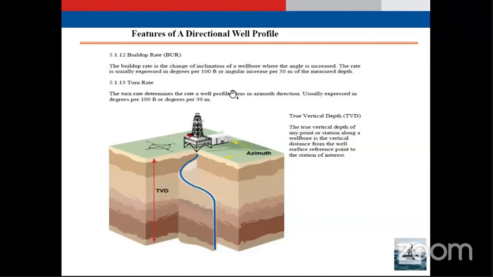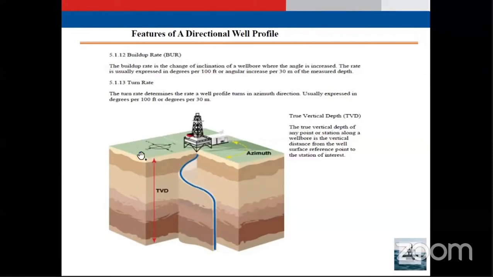In conventional drilling or vertical drilling there is only one depth, the true vertical depth. When the well is deviated, there is a new depth called measured depth. The measured depth is the actual well path, while the true vertical depth is the vertical depth of the well.